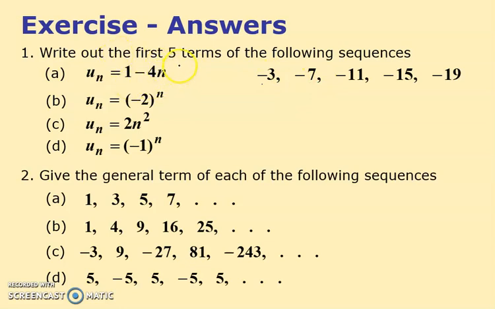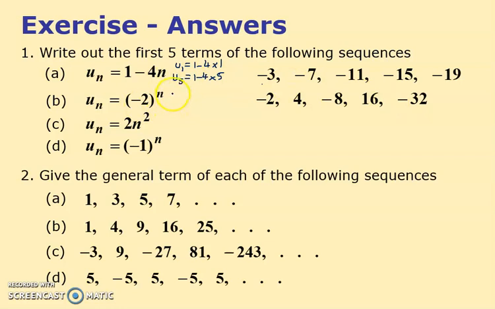So remember what you're doing is, for u1 there, you were doing 1 minus 4 times 1. For u5, you do 1 minus 4 times 5. You just type into your calculator. The second one, it's minus 2 to the n. So you do minus 2 to the 1, minus 2 to the 2, etc., etc. And this is what I would get when I do it.